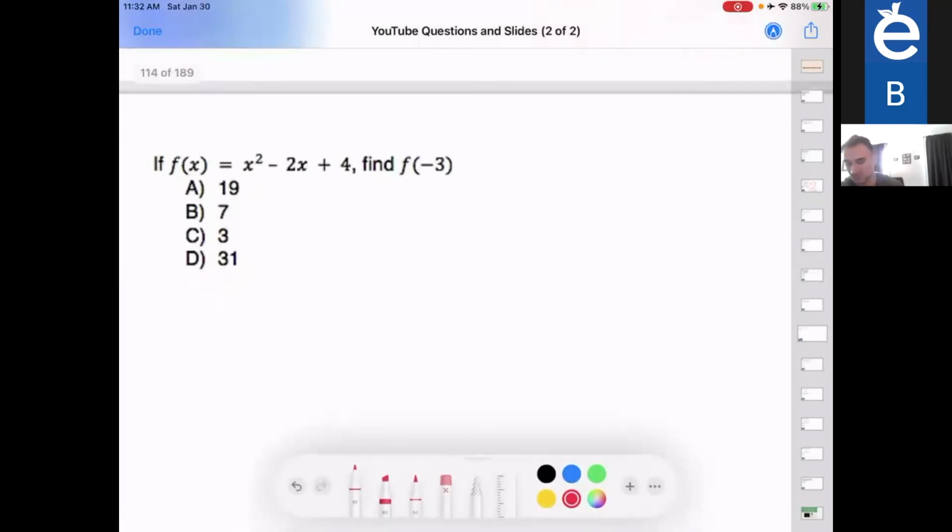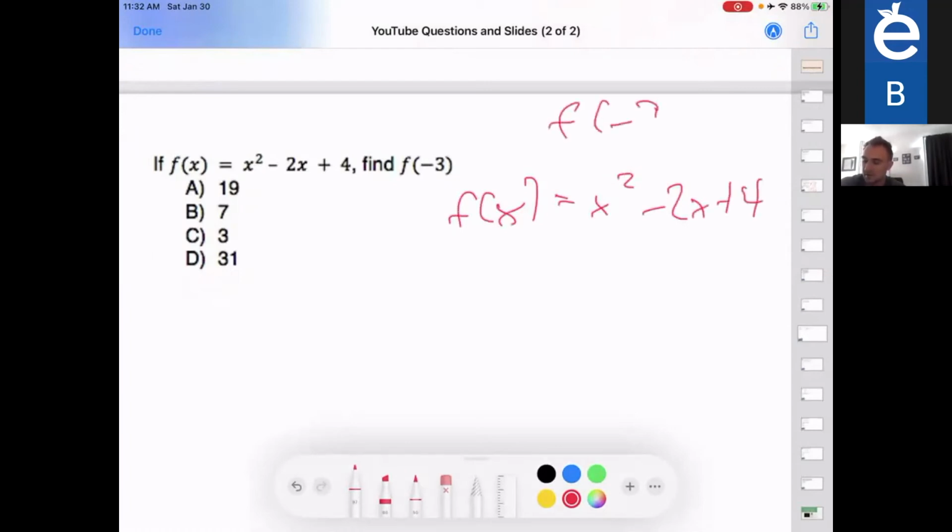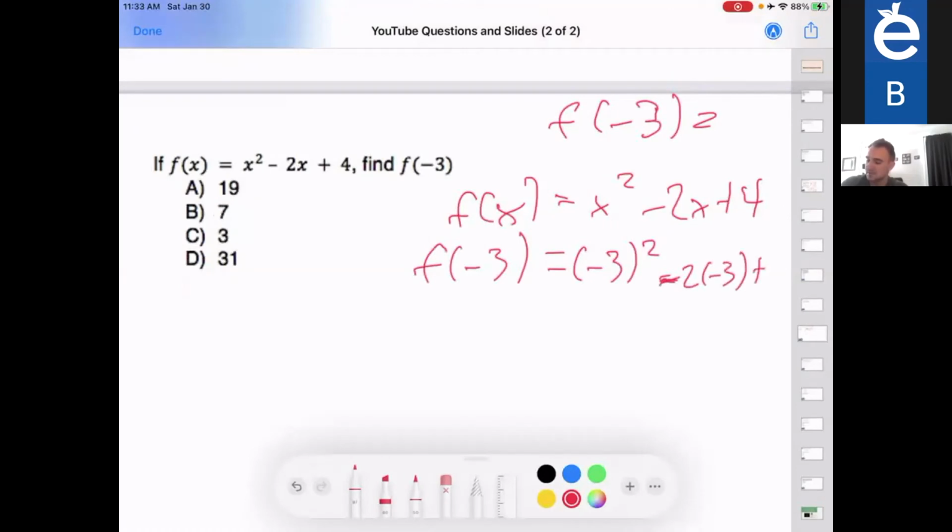Let's do this one to end. This is a pretty simple quadratic one. So we have f of x is equal to x squared minus 2x plus 4. They want us to find f of -3. So all we have to do is plug in -3 here to solve for f of -3. So -3 squared minus 2 times -3 plus 4.